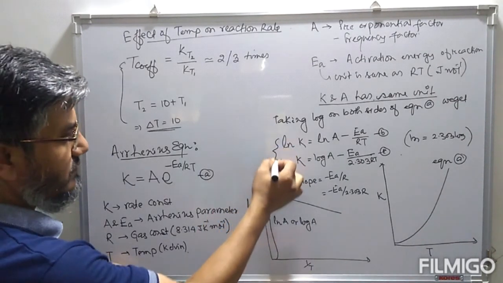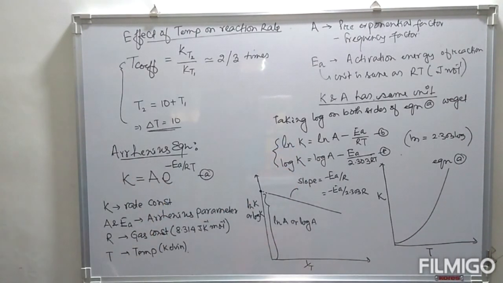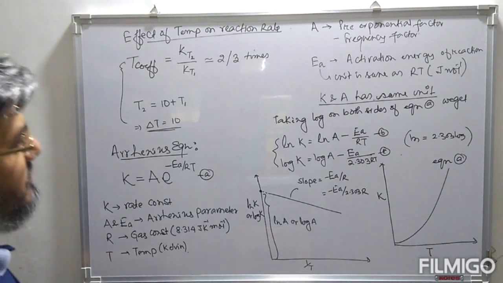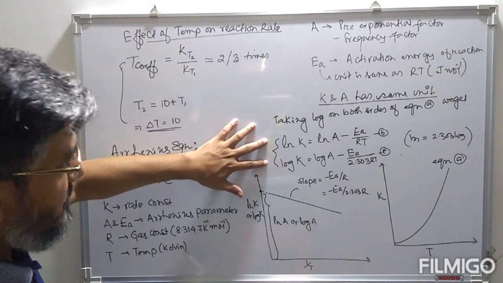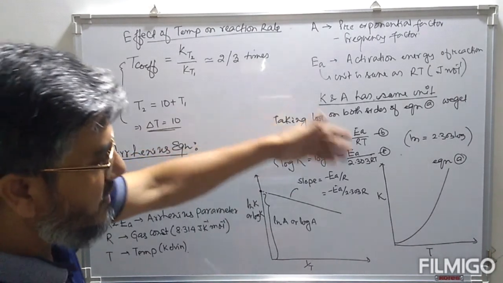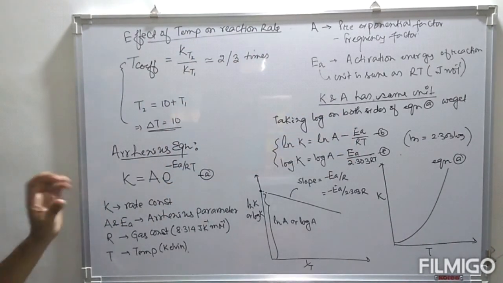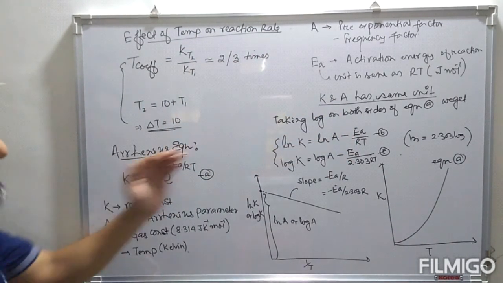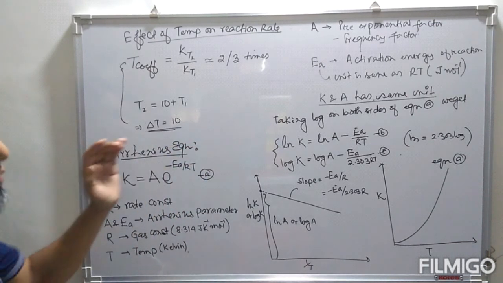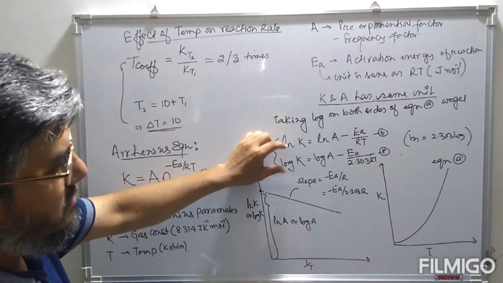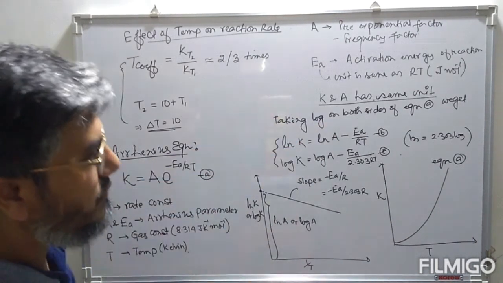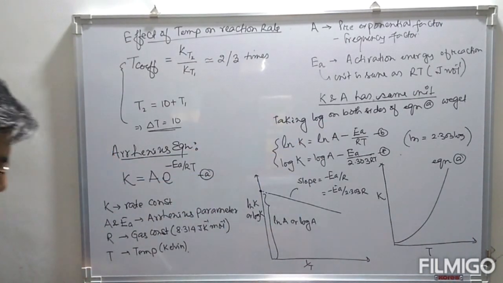This is the logarithmic form, and that is the non-logarithmic form. Now the same equation can be solved for two different temperatures. If the same reaction is carried out at two different temperatures, then how does the rate constant change, or how does the rate of reaction change? Let's see.